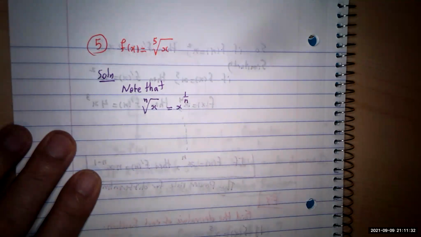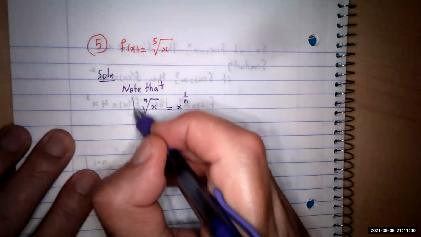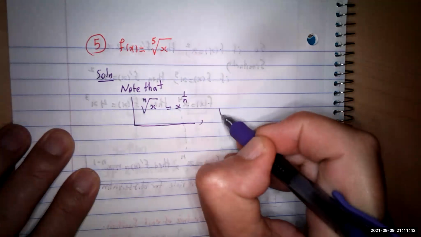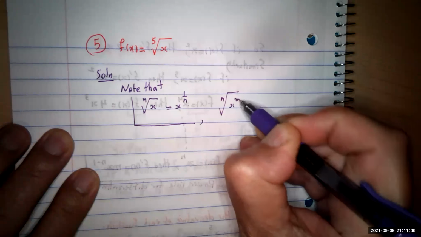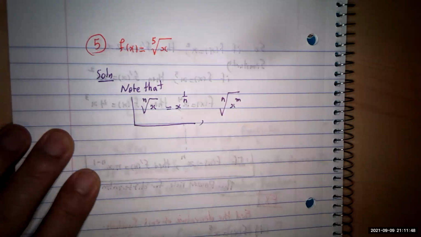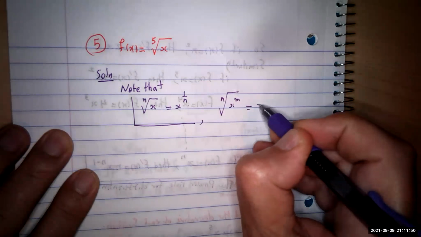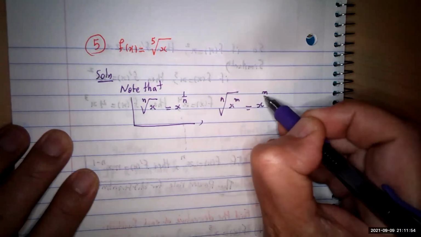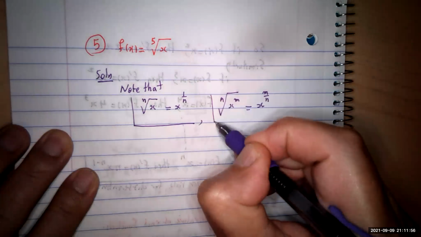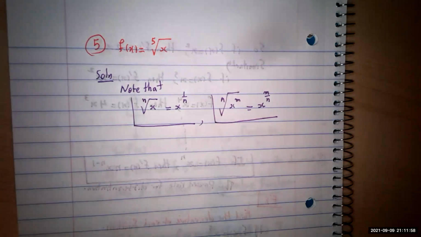In calculus, we don't like radicals. Anytime you see a radical, you change it. We switch it into a power. Sometimes you may have the n-th root of x to the m. Again, this is going to be x to the m over n. So the index of the radical is on the denominator all the time.